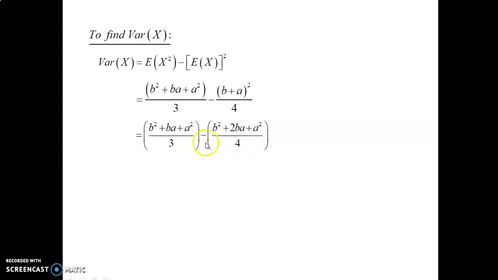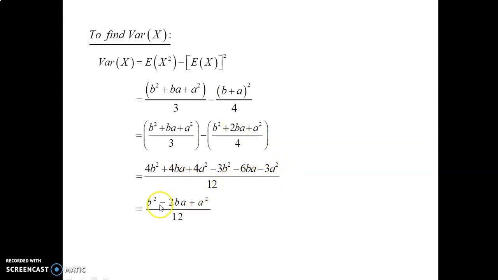Now take the LCM, that is 12. Multiply the first term by 4 and the second term by 3, we get 4b² + 4ba + 4a² minus, multiplying the minus sign inside, 3b² + 6ba + 3a², divided by 12. On subtraction, we get b² − 2ba + a². This is the form (b−a)², divided by 12.